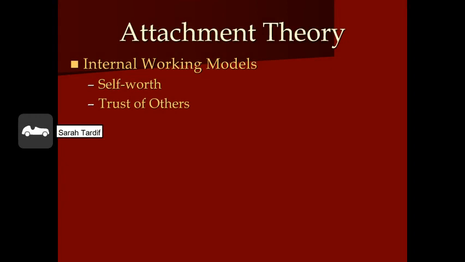John Bowlby said that we can understand attachment in adults as being based off of internal working models. These are the cognitions of how we think about ourselves and others, and therefore the thoughts that we have surrounding intimacy, closeness, and love. And so Bowlby proposed that there are two working models that are relevant. One is our self worth, and two is our trust in others.